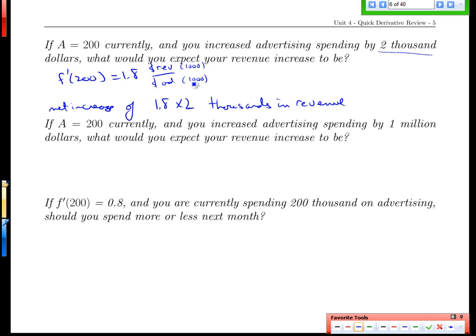This might be a little new for a lot of students, especially if you haven't done sort of a business stream, but hopefully the ideas are intuitive enough and concrete enough that this is making sense. If not, think back to the earlier example and just try to draw the parallels with speed and position. All right. Likewise, if we increase the advertising by 1 million, so not a measly 2,000, but we went to 1 million, what would we expect our revenue increase to be? Well, same approach exactly. We take that 1.8 times 1,000 thousands, that's better known as 1 million, and we'd expect that increase in revenue.